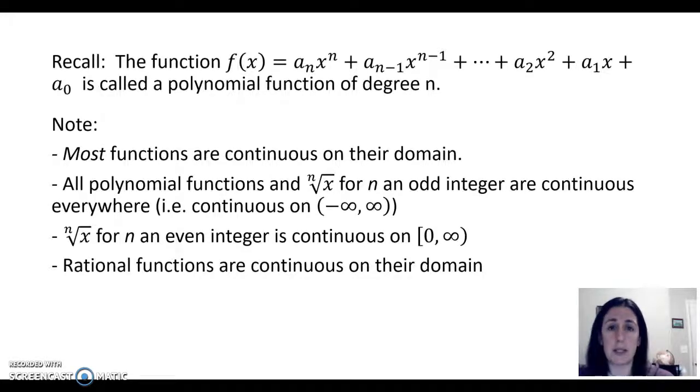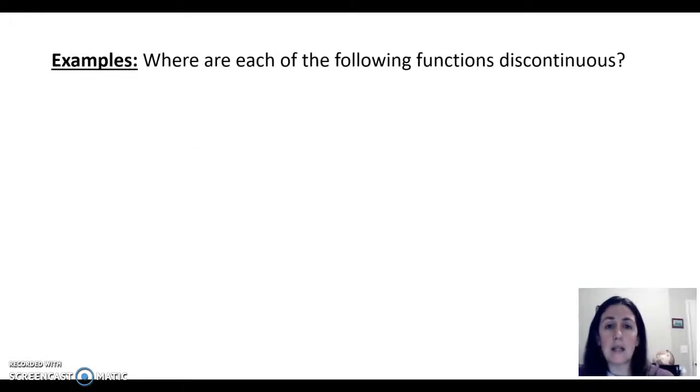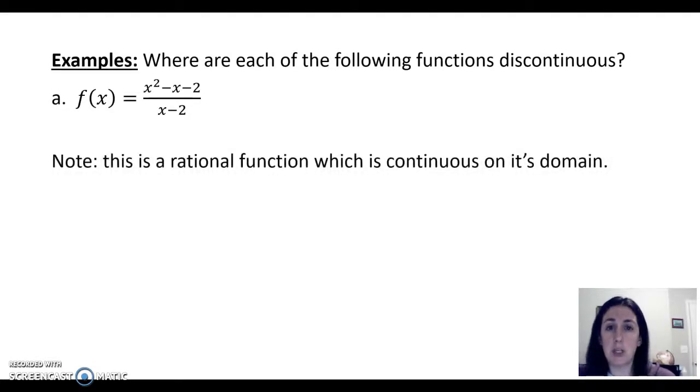So let's look at a few examples here. Where are each of these functions discontinuous? Well, let's look at f of x equals x squared minus x minus 2 over x minus 2. This is polynomial over polynomial. This is a rational function. And we just said rational functions are continuous on their domain. So let's find the domain of this function.